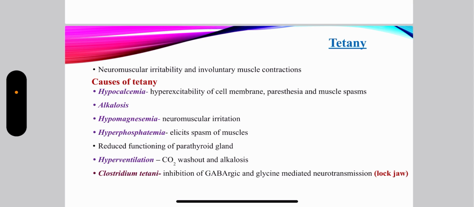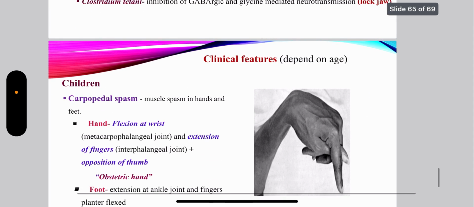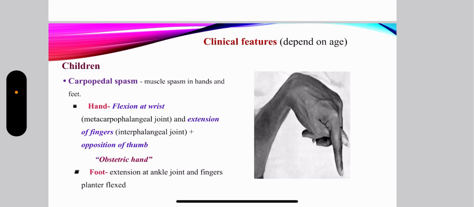Clostridium tetani is a bacteria that causes pathological tetanus, not tetany. That is how you will have to differentiate between tetany and tetanus. Tetanus is caused by Clostridium tetani, by inhibition of GABAergic and glycine-mediated neurotransmission, and produces lockjaw. So we will focus on tetany here.